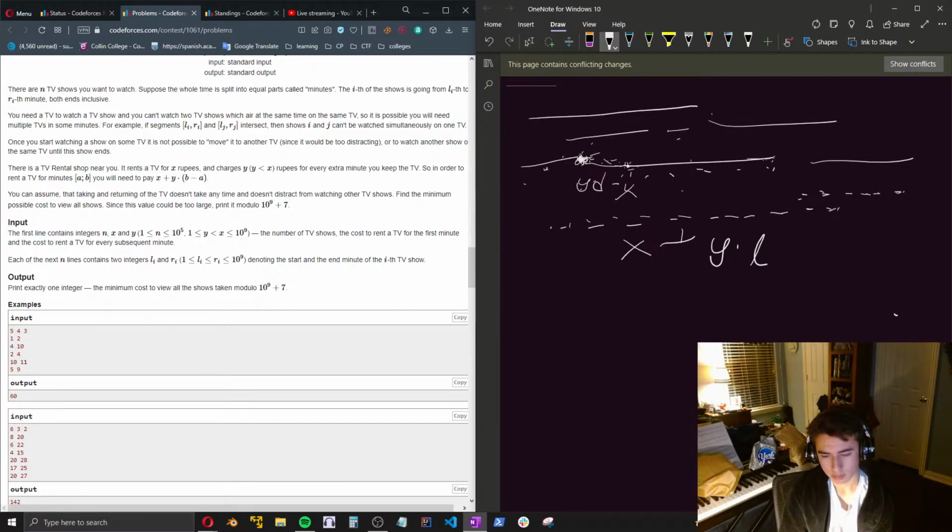Wait, let's see, maximum matching. Each right endpoint goes to a left endpoint that's after it. You can think of each one as a node. The right are over here and the left over here. They have an edge of this cost, and you want to pump the maximum flow through it.